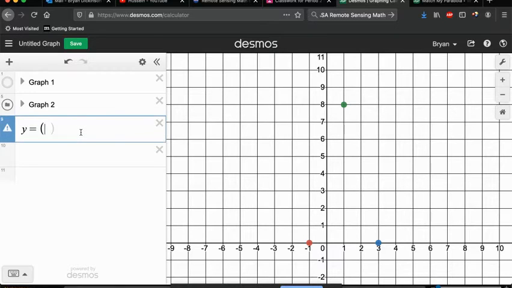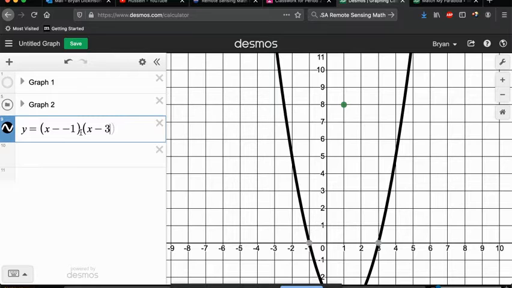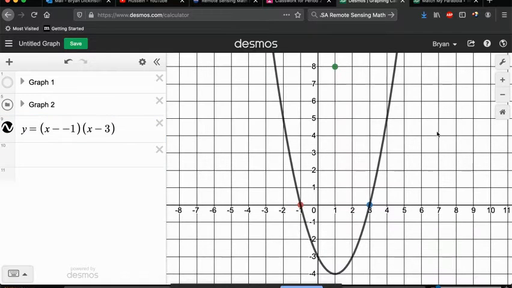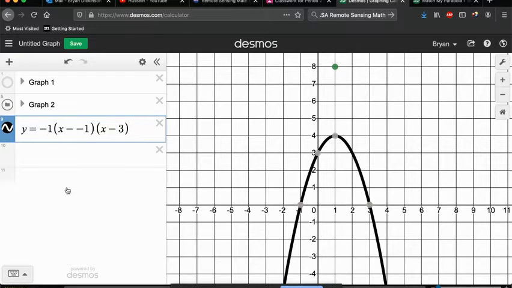So now if I type in my x minus -1 times x minus 3, I get a curve that's facing upward, and clearly it needs to be facing downward. Remember, there's technically a 1 in front here, so my first change might just be to make it -1. Notice how all that happened was it flipped upside down. So when I changed from positive to negative, it flipped my graph.